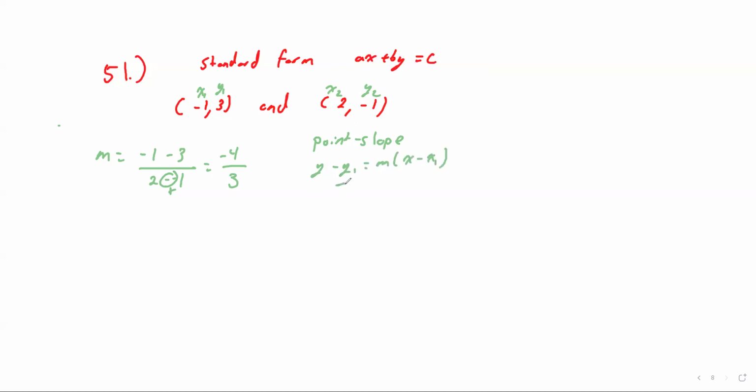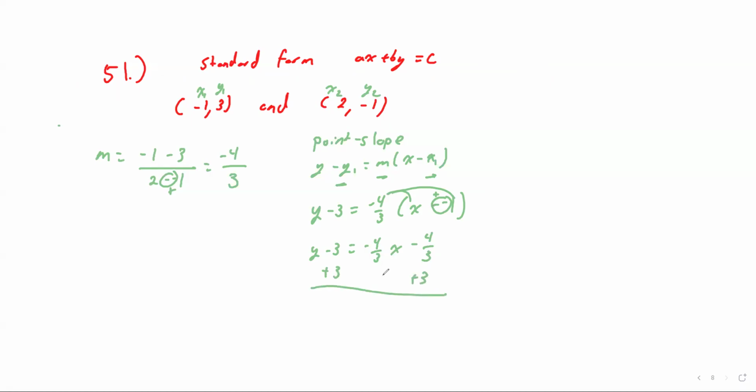And I'm just going to plug in my y1, my m, and my x1. I'm just going to use the first point that I already have labeled. So this will be y minus 3 equals negative 4/3 times x minus a negative 1. Notice that this x and this y remained x and y, and I only replaced x1, y1, and my m. Now we're going to clean this up. So we distribute first. Two negatives do make a positive, so negative 4/3 x is just negative 4/3 x. And then negative 4/3 times positive 1 is negative 4/3. And then last, I will just add 3 to both of my constants.